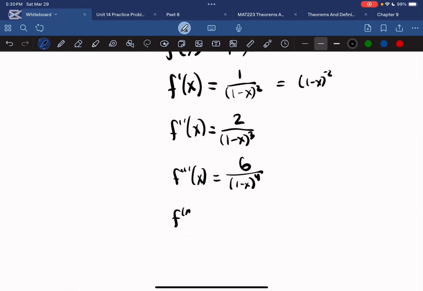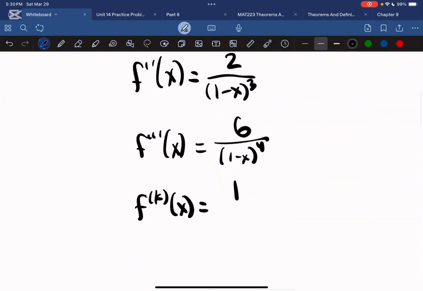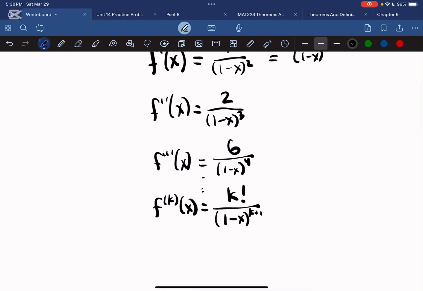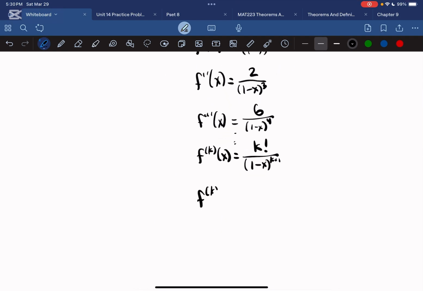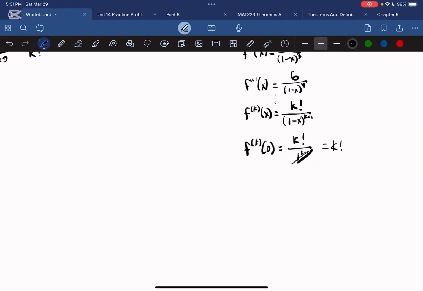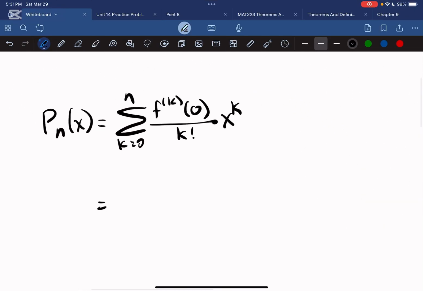And now we see at the kth derivative, right, we have k factorial over (1 minus x) to the k plus 1, if you can see the pattern. And so therefore, f^(k) at 0 would be k factorial over 1 minus 0 to the k plus 1, and this is just 1 to the k plus 1, this is just nothing. So this is equal to k factorial. Okay, great. So now we can rewrite this.